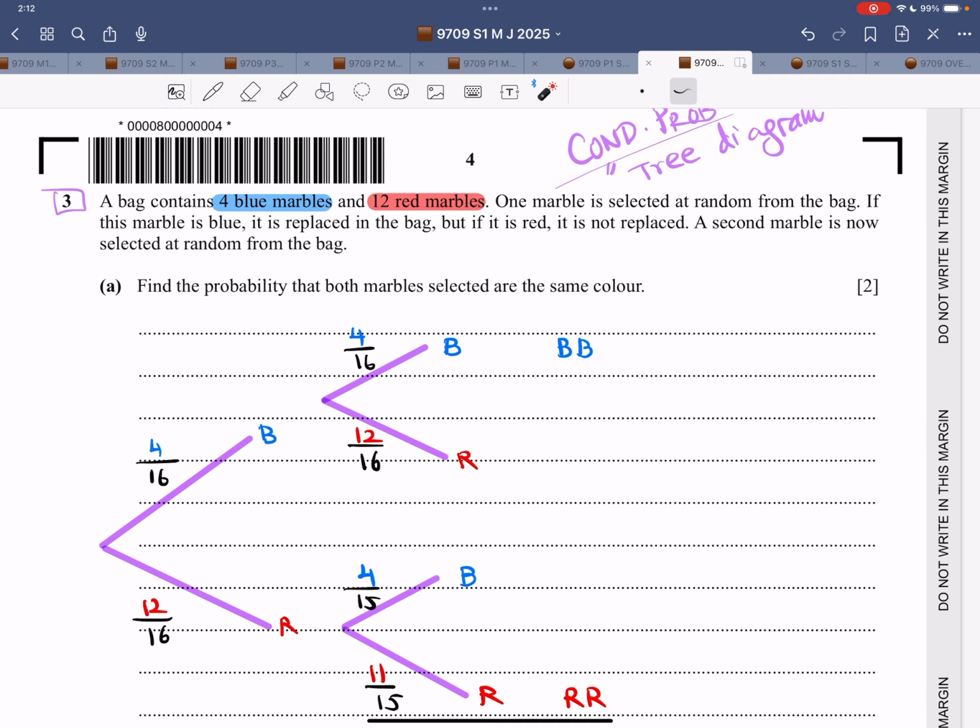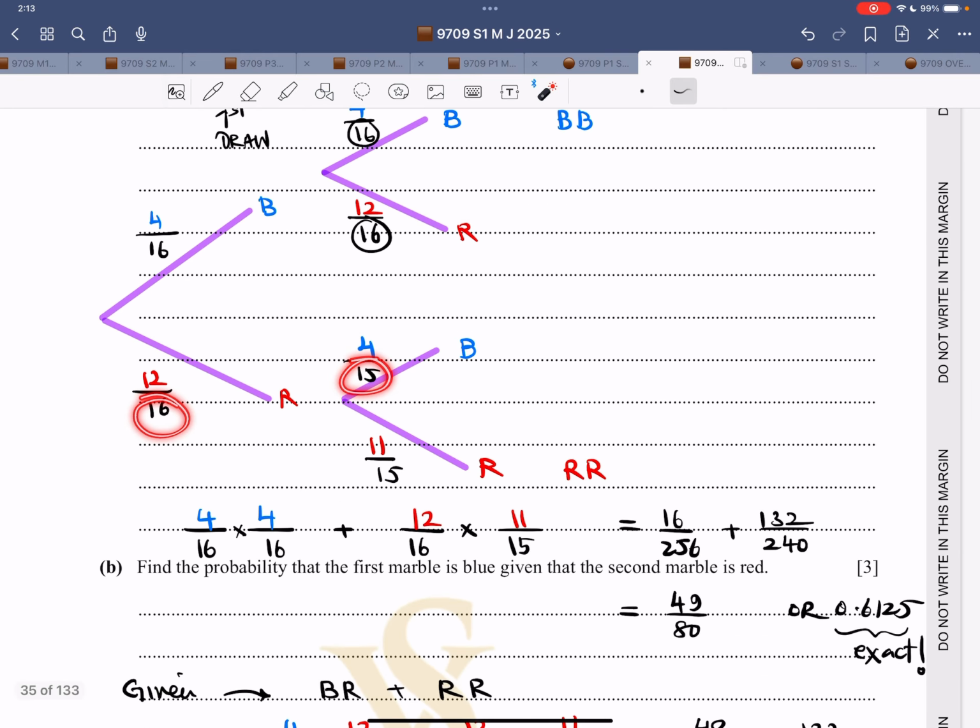Now here are the rules. The rules of the game are, if this marble is blue, that means if you select a blue, let me choose a black marker over here. So this is the first draw. If we select a blue, it is replaced. That means the denominator does not change. So 4 plus 12 is how much? 16. This is 16, this is 16. So in this first branching, for the second draw in front of blue, this 16 is unchanged. But what is the next rule? If it is red, if we select a red in the first draw, it's not replaced. That means this is without replacement. So 16 becomes 15 over here.